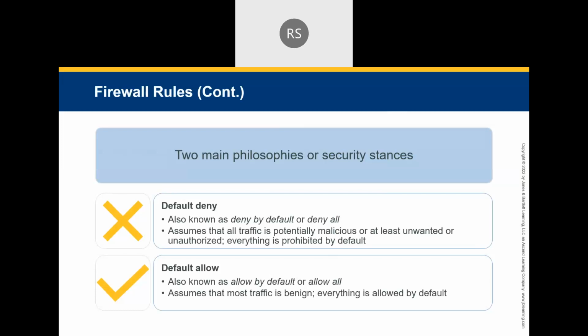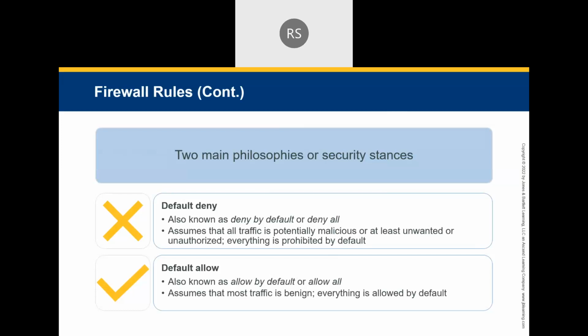Now, the default allow, this is also known as allow by default or allow all. The default allow philosophy takes a different approach by assuming that most traffic is benign and everything is allowed by default. Now, this one will have selective denial. So in here, only explicitly forbidden traffic, which is defined by specific rules, is blocked. This approach is often more user-friendly.